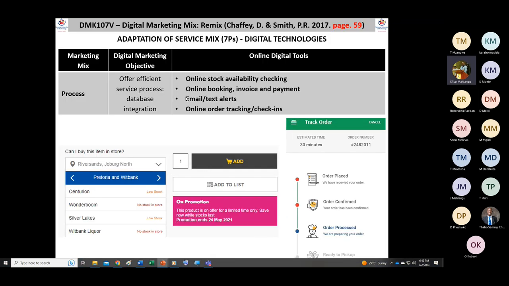So you will see now on the slide what the slide is telling us. Firstly, is the objective of the process. Our objective is to offer an efficient service process, and this is achieved by database integration, where we integrate the database about customers, their location, and then we are able to give them an online tracking system and so on.